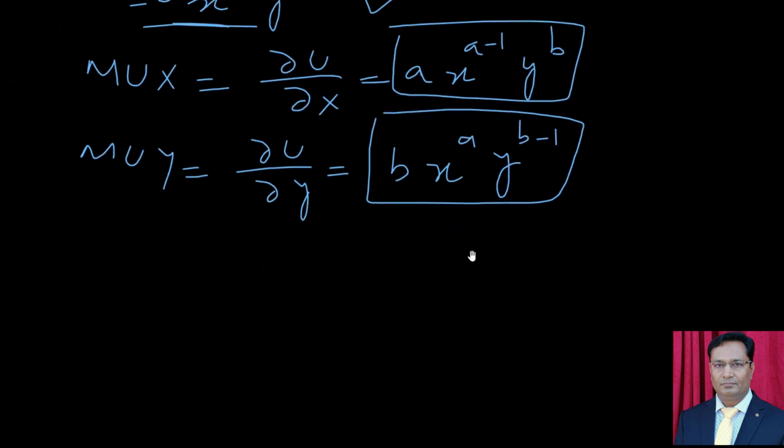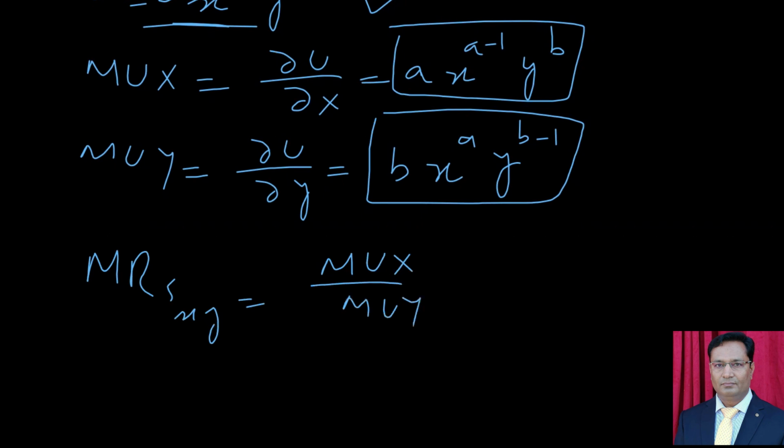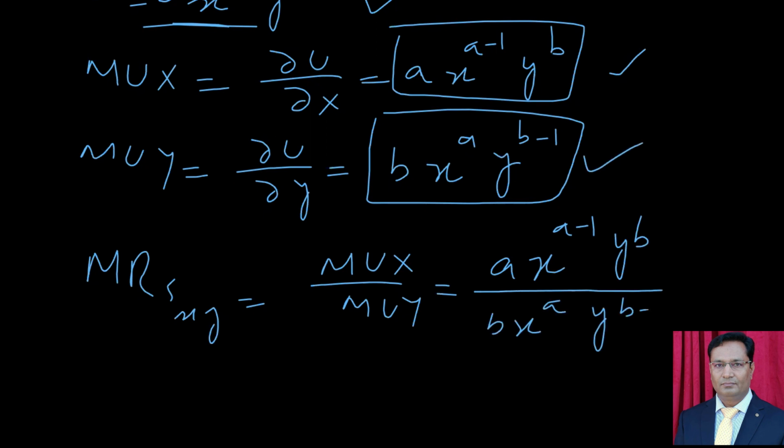Now simply what I have to do is put these values into the marginal rate of substitution formula, and that is equal to marginal utility of x divided by marginal utility of y. Put the value of marginal utility of x, a into x power a minus 1 y power b, divided by the value of marginal utility of y, that is b x power a y power b minus 1.